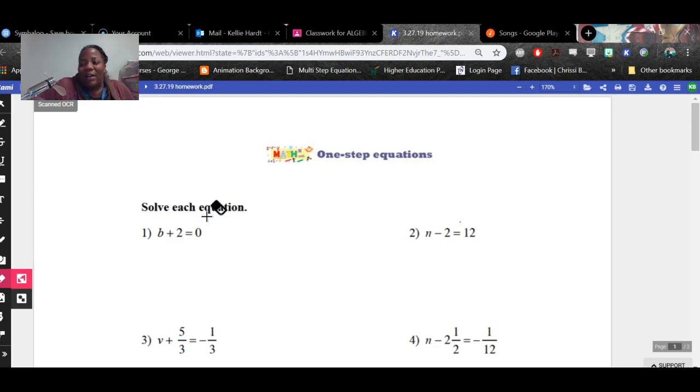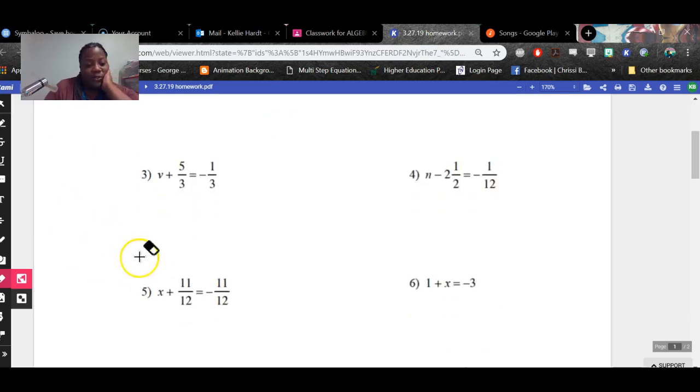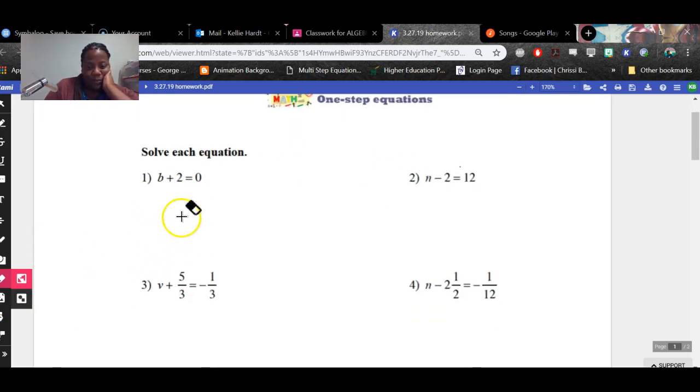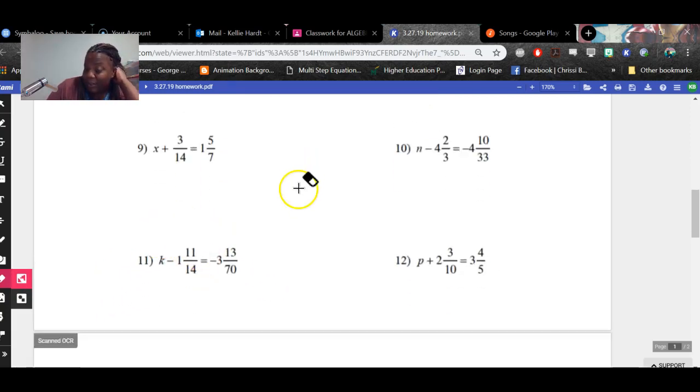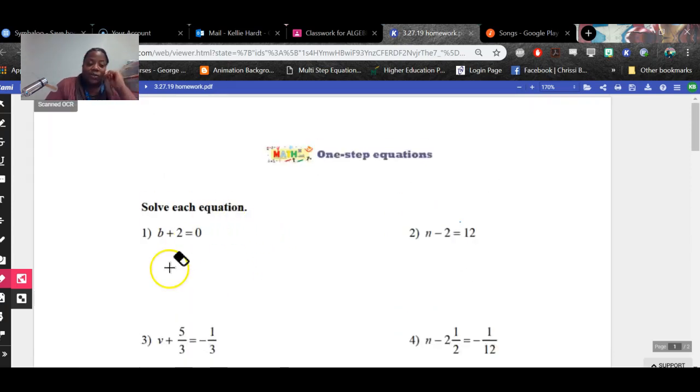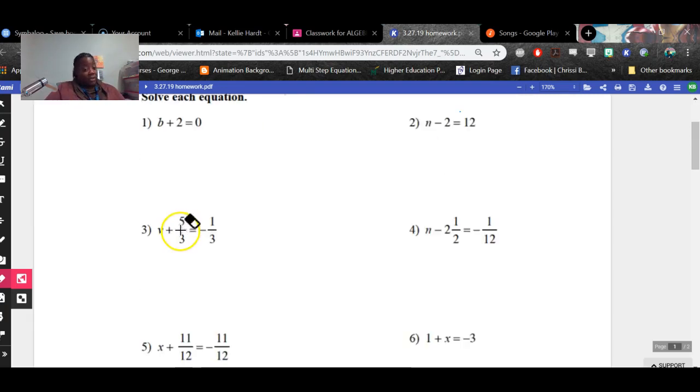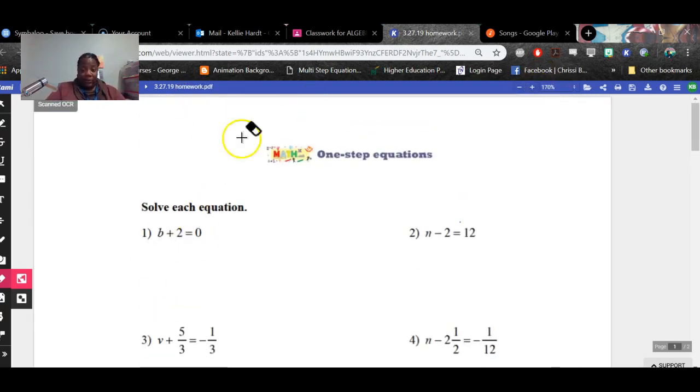So here we go. I'm just going to do 3, 4, and let's see. Well, I'll do 1 and 2, and then 3 and 4, and let me see, 11 and 12. All right. So if I'm doing those, that means by tomorrow, this whole entire sheet should be completed. So here we go.